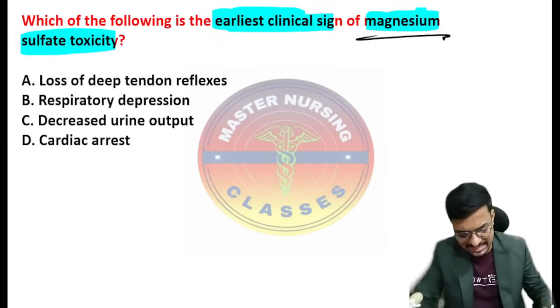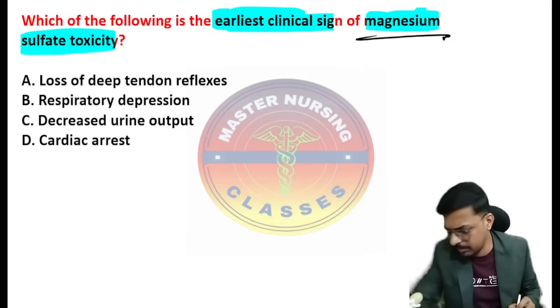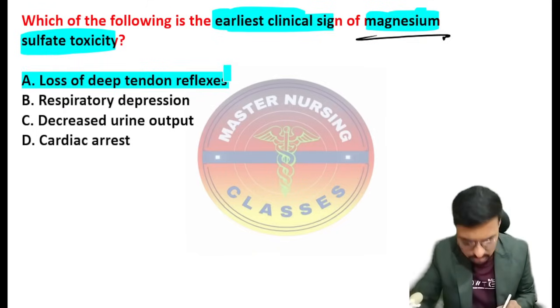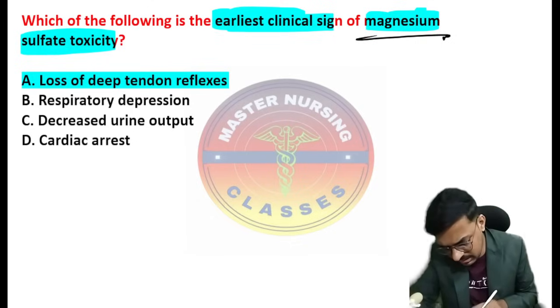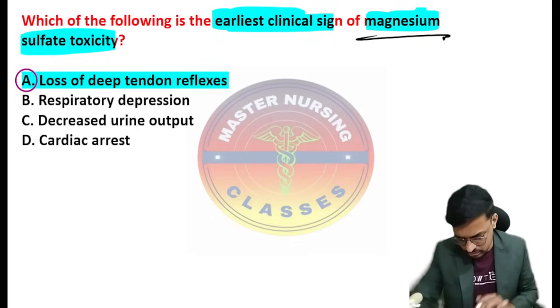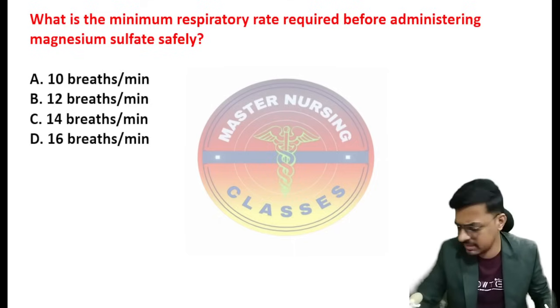So what is the earliest clinical sign of magnesium sulfate toxicity? Very good, almost all of you gave the best answer. That is the loss of the deep tendon reflex, or hyporeflexia, the earliest clinical sign of magnesium sulfate toxicity. So quickly we will revise the very important things on magnesium sulfate toxicity.